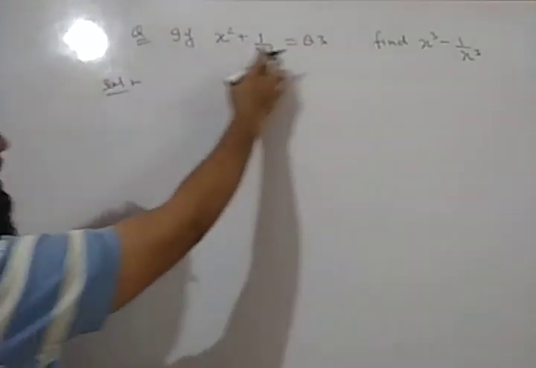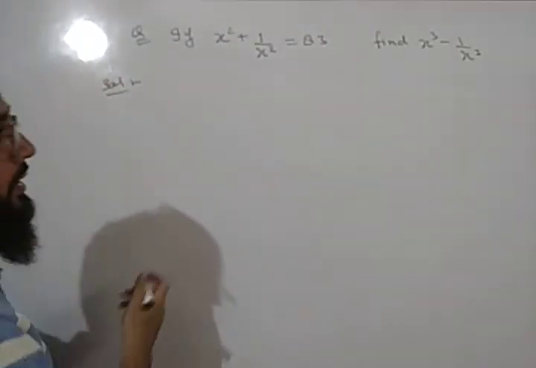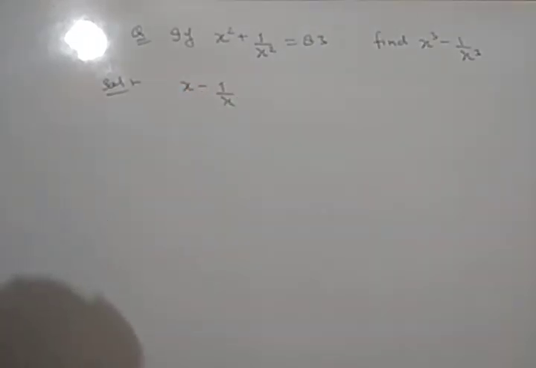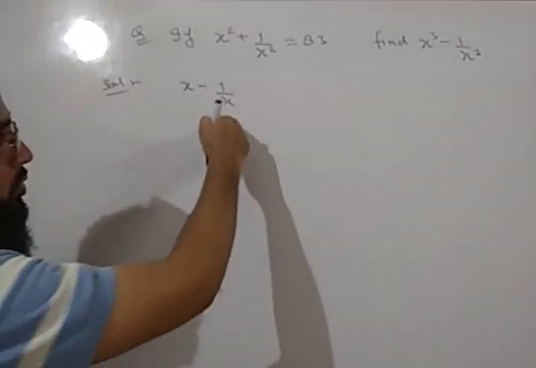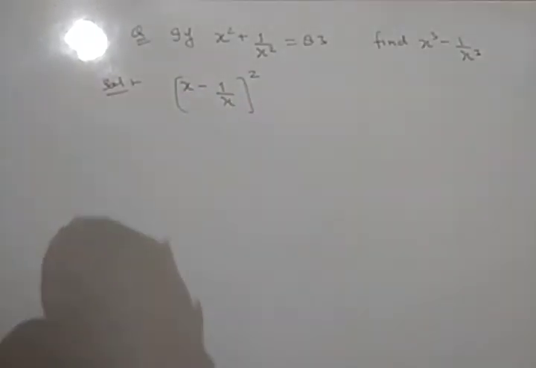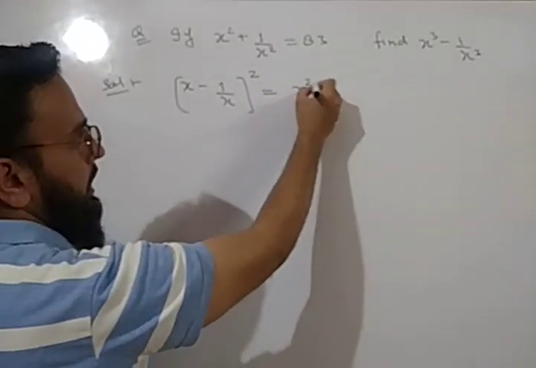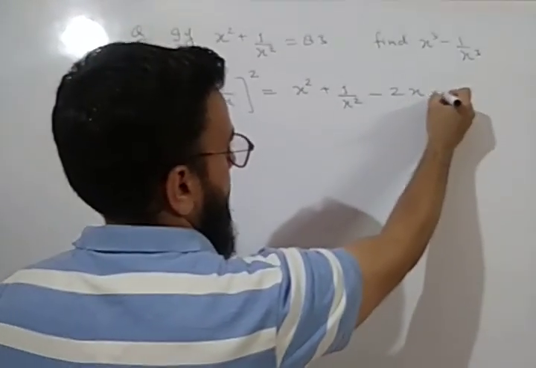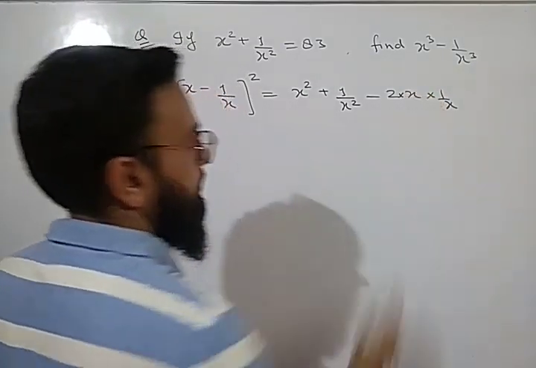So we are given x square + 1/x square equals 83. So first we have to find x minus 1/x. That is the basic thing. Then only we can proceed. So first I have written x minus 1/x. And if we make the square of this term, (x minus 1/x) whole square, then it will be equal to x square + 1/x square minus 2 · x · 1/x.